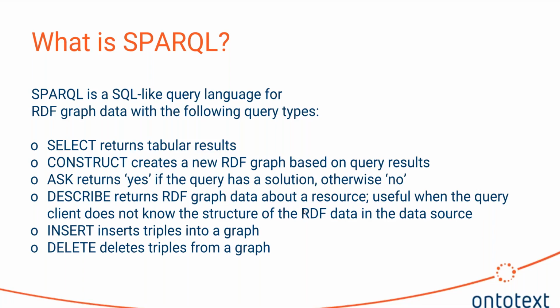Describe gives you graph data about the resource, useful when you don't know what exactly you're looking at. For example, you've just opened up a new database which somebody else has been developing, and you want to explore some basic things about it. Those four in GraphDB are sent towards the SPARQL endpoint, which is /repositories/repository name. And they are all typical in the fact that they essentially fetch information from the database.